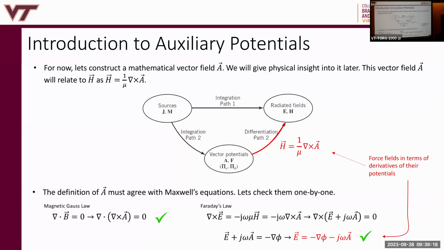All right. So let's introduce this mathematical vector field A, and we just have to ensure that if we do bring into existence this new mathematical vector field A, it satisfies all of Maxwell's equations. So as long as we check all those boxes, then our new mathematical vector field A will be a valid approach. So we're going to define H as 1 over mu curl of A.